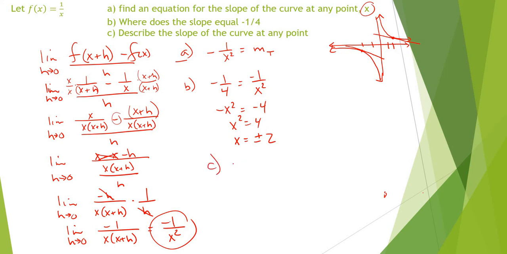Part C, there's many ways to describe the slope of the curve at any point. First of all, I notice that the slopes are all negative for this function. No matter where I draw a tangent line, my slopes will be negative. I also notice that as I go out towards infinity, my slope will approach 0. And as I come in towards 0, my slope becomes a super big negative value. So we'll talk more about drawing sketches of tangent lines and being able to find slopes from those.